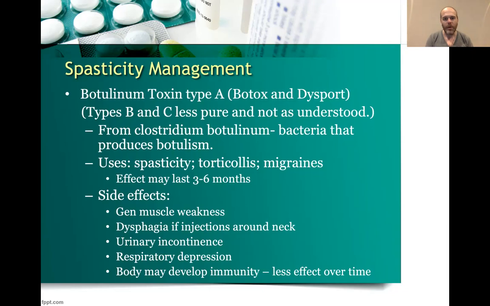If people are having spasms wherever, you give the injection into that muscle. So it only lasts about 3 to 6 months. 6 months is kind of stretching it. Usually about 3 to 4 months is about as long as it lasts. And then you've got to get it redone.